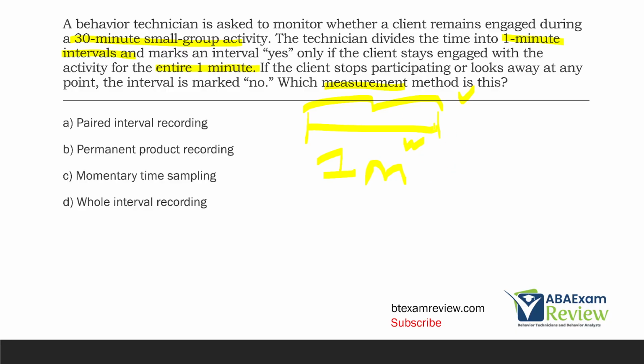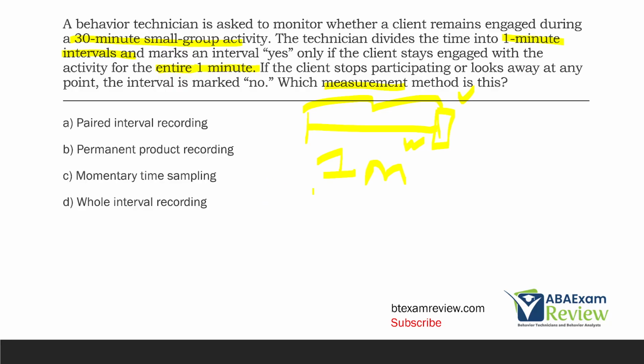If we were looking at momentary, it would be at the end or the last moment of the interval. But with whole, it's the entire time. So if you look at A, paired interval recording, well, paired interval recording is not even one of your terms. So this is where fluency pays off. If on the test you see paired interval recording, don't panic and think you've missed something. Trust your preparation and understand that's not even an option.